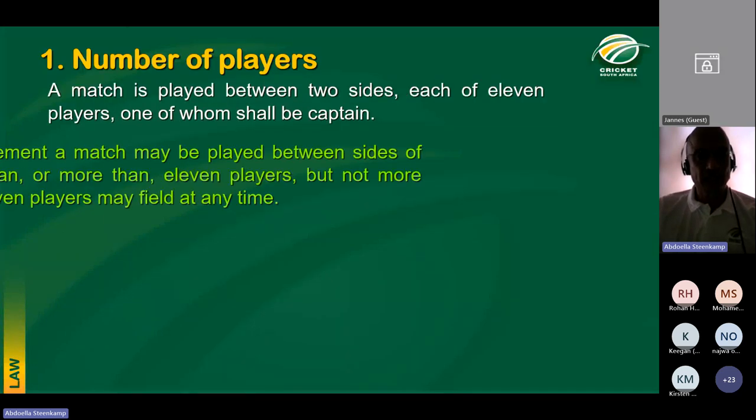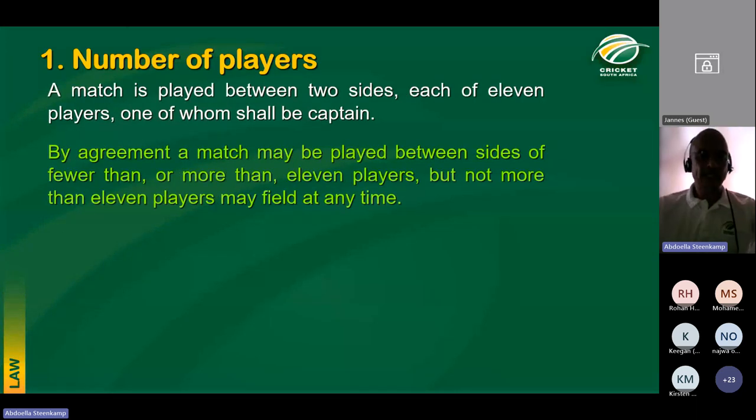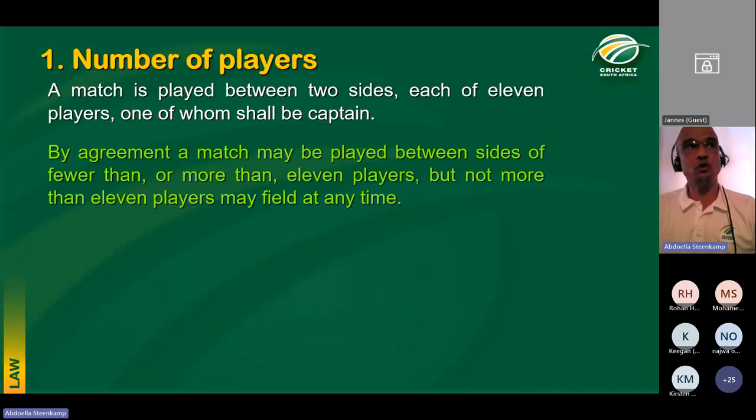So the first slide that had this lime green text in it was under Law 1, when it comes to the number of players. Usually a match is played between two sides of 11 players each. But there are times where a match may be played between sides of fewer than 11 or more than 11 players. So the law allows for this, but all the law tells us is that when they play with more than 11 players, not more than 11 players may field at any time.